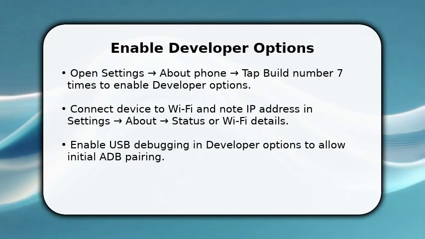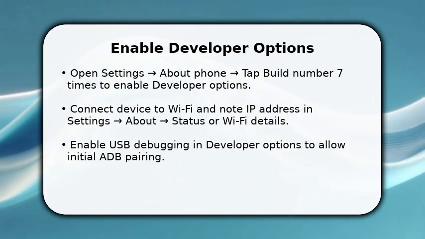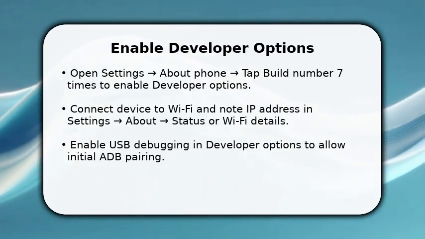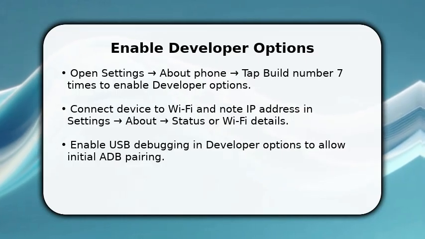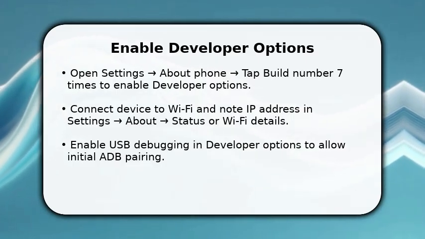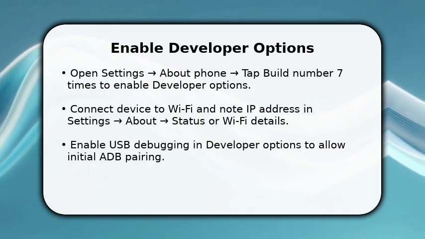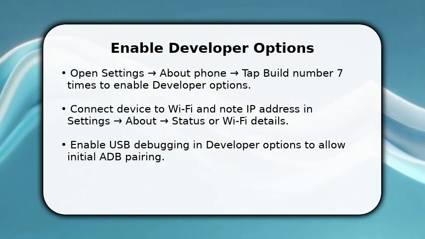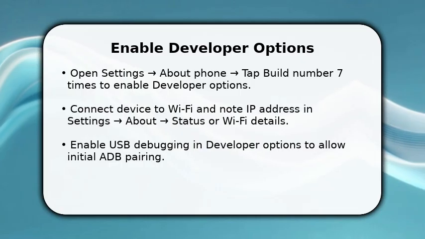You start by enabling developer options and preparing connectivity. First, tap build number 7 times. This unlocks developer options. Once done, enable USB debugging so ADB can pair initially. You need that authorized connection.